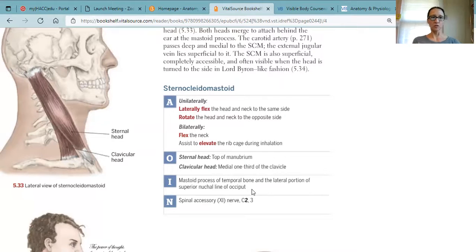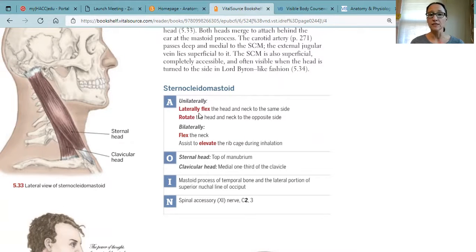Now, as far as the actions are concerned, well, we can see the actions pretty much all the time. We can see them every time we turn our head from one side to the other. So that is an action. Unilaterally, we rotate the head and neck to the opposite side. So this is a contralateral rotator, just like trapezius. That's right. It's a contralateral rotator. Rotates the head and neck to the opposite side.